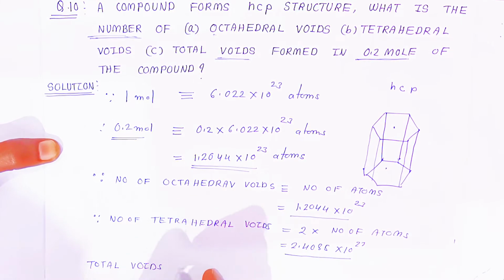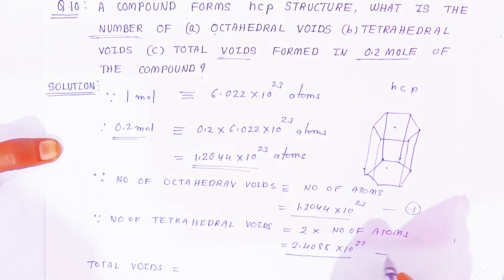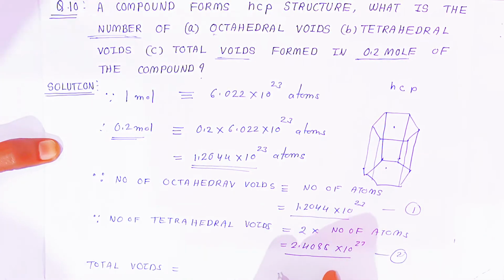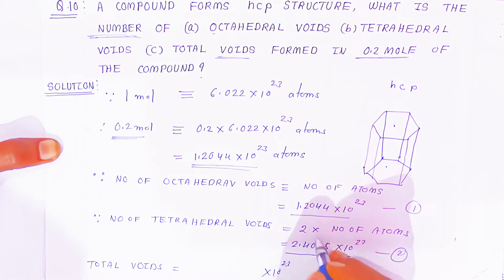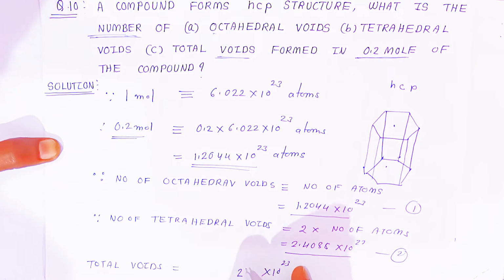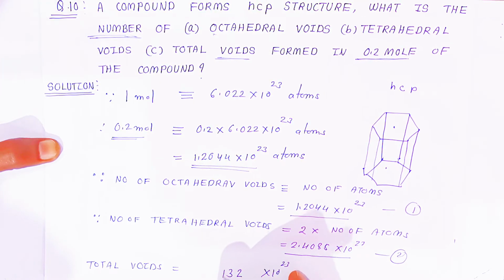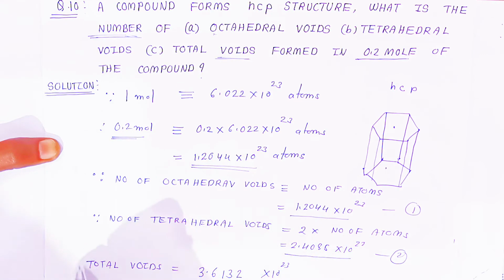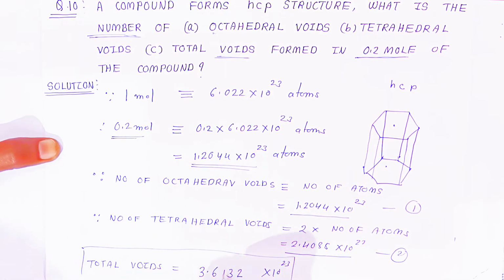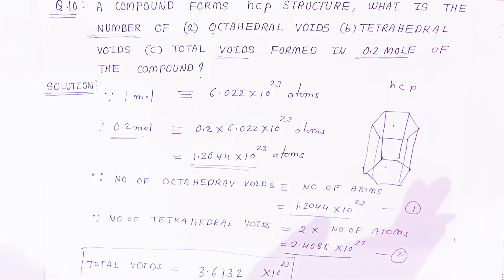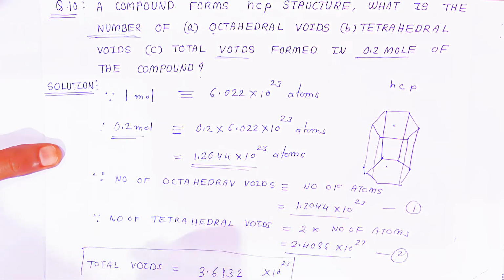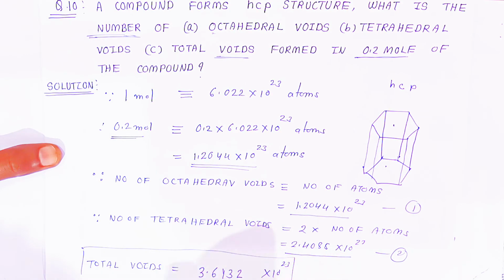So total voids will be, you have to add these two numbers, students. So when you add, students, how much are you getting? 10^23 will be as it is. Now when you add, students, 1.2 plus 2.4 gives this much. So this much is the total number of voids. Understand, students? So this way, students, you have to find the total number of voids. First you have to calculate the number of octahedral voids, number of tetrahedral voids. Now you have to add these two, you will get the total number of voids. Understand, students?